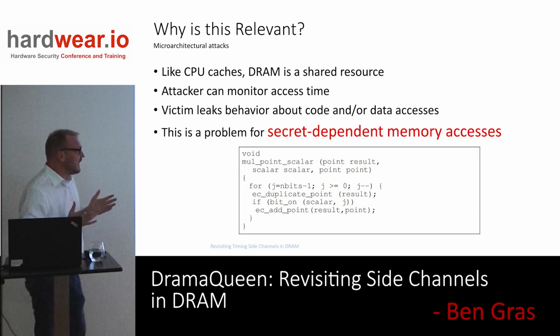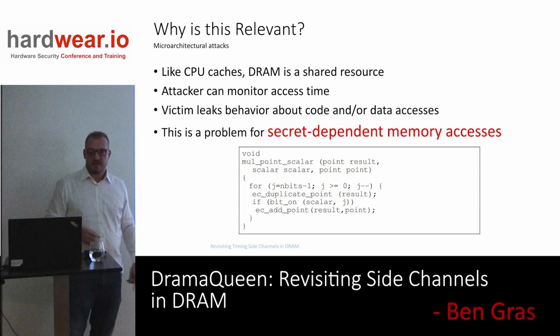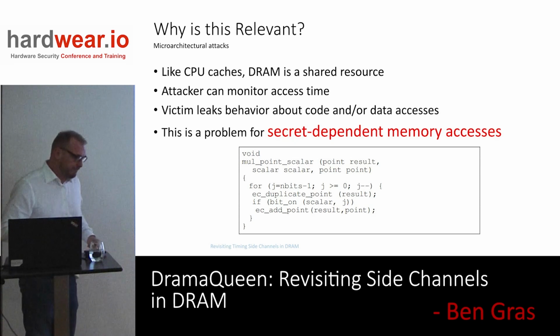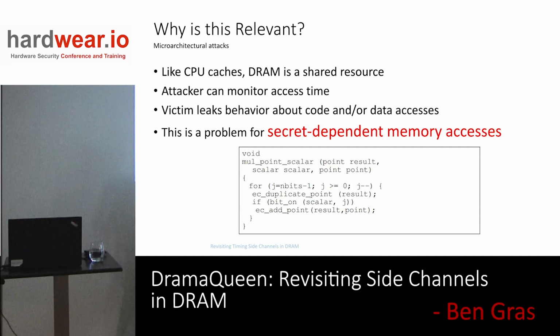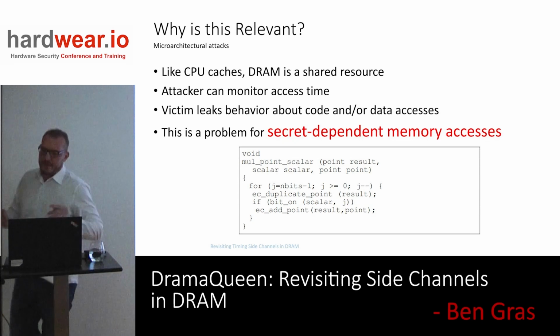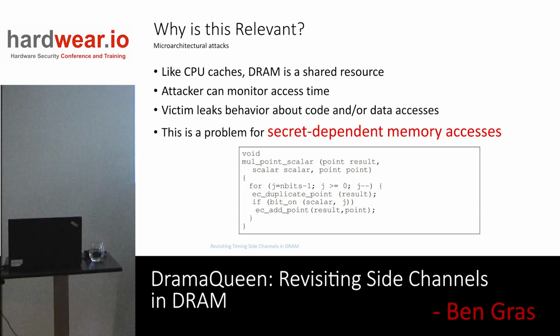Because just like CPU caches, DRAM is a shared resource, and an attacker can monitor this access time. So if the victim goes and does these secret-dependent accesses again, then we can detect, let's say we want to detect whether this add point is happening, because that means that we can distinguish 0 bits from 1 bits in the scalar. If I, as an attacker, am accessing a particular address in a row in a DRAM bank all the time, and I suddenly see a little spike, that means that some activity has happened, and even if it's not bit specific, then that little spike will be delayed by this add point happening or not.